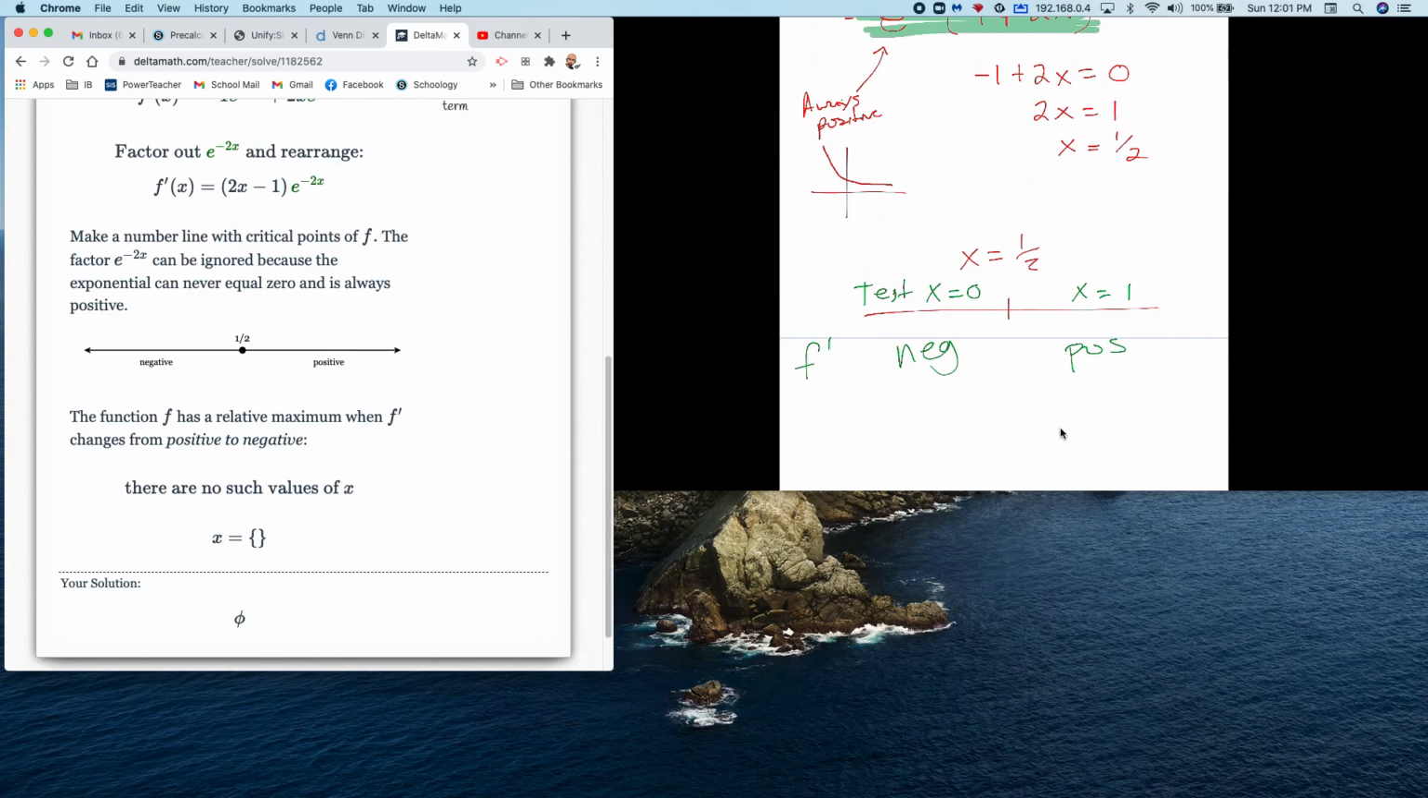So that's the kind of thing that you're going to have to do on these problems. If you need help, let me know. Again, it just works with the chart.